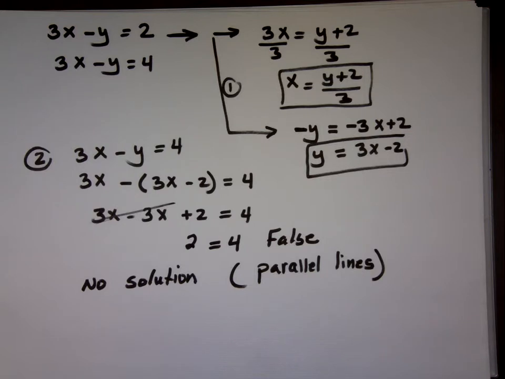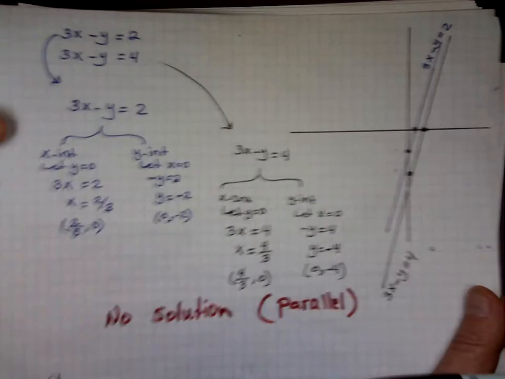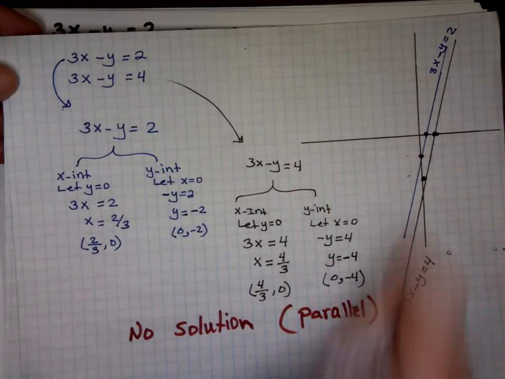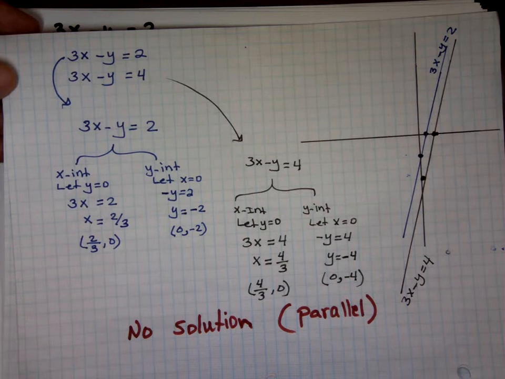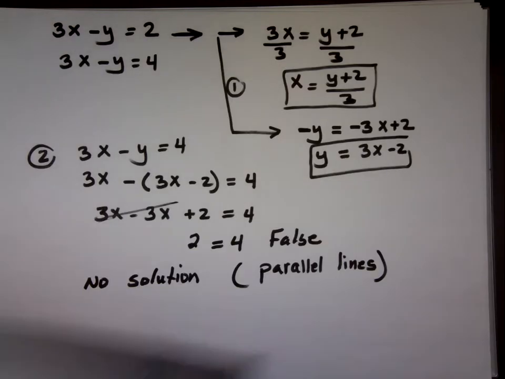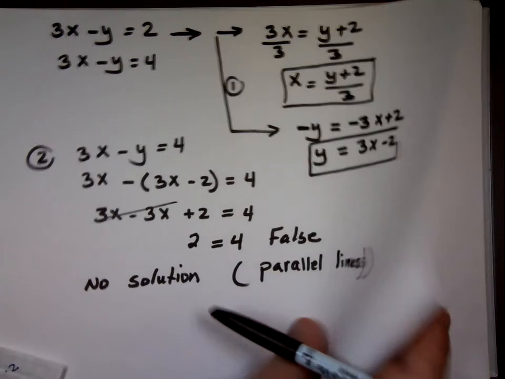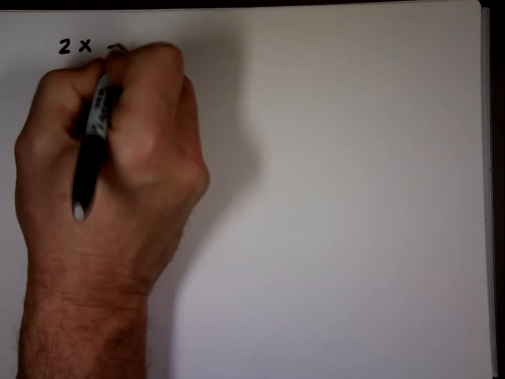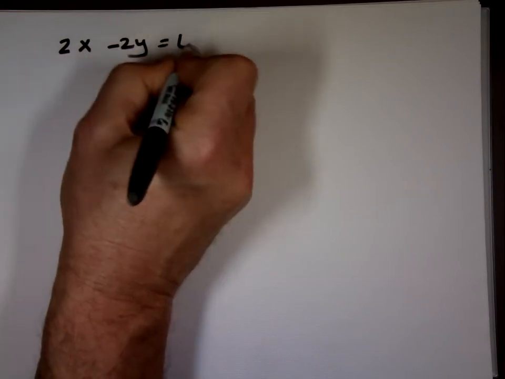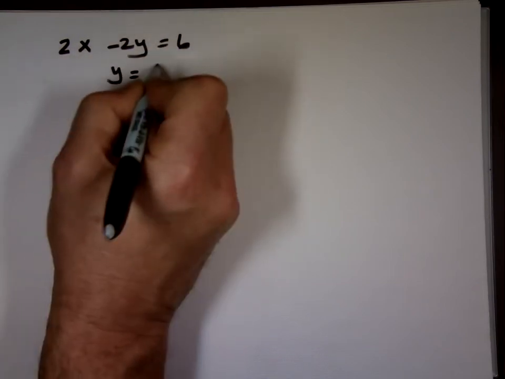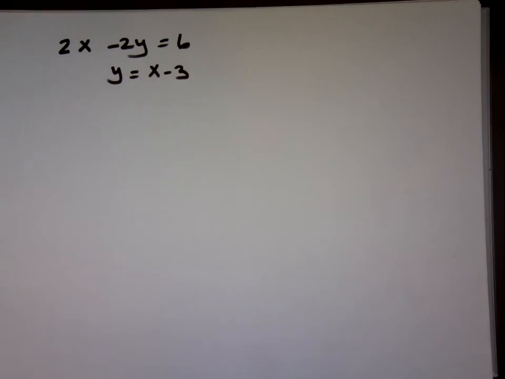And if you look at that problem when we did it graphically, it says parallel lines, no solution. Try the next example. This is actually perfect. I like this problem. We did this: 2x minus 2y equals 6, y equals x minus 3. I want to use substitution again.